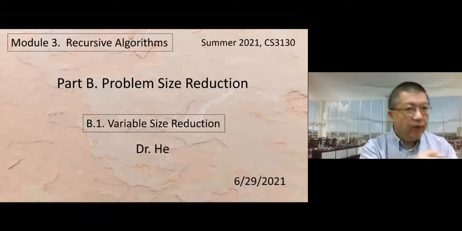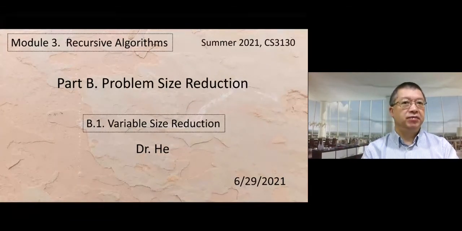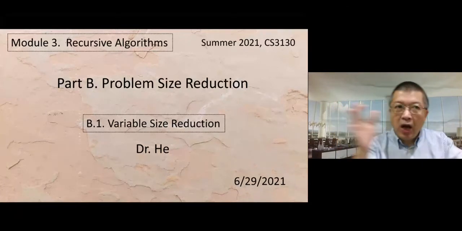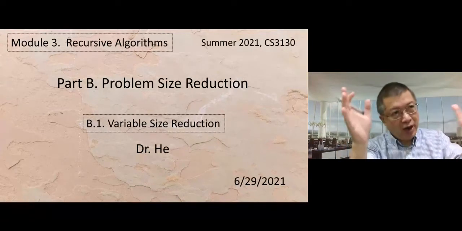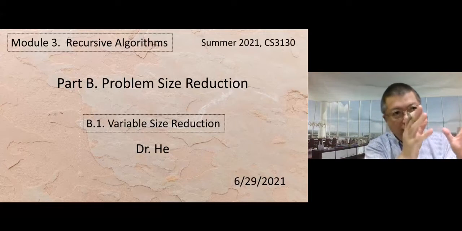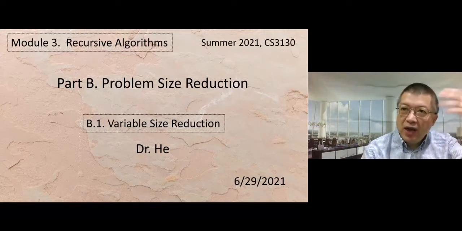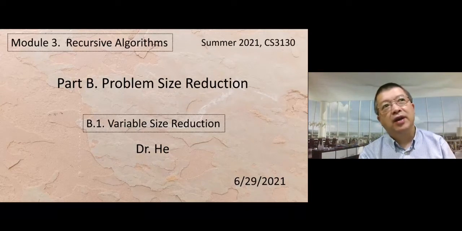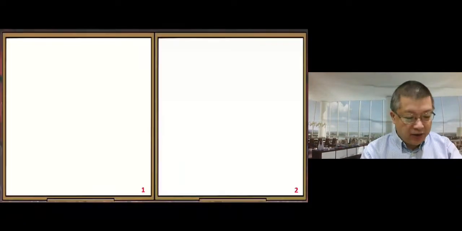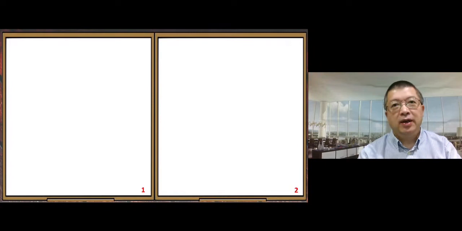B.1, variable size reduction. When we reduce the problem size, sometimes we can reduce a little more, sometimes not that much, a little bit. Variable size reduction. So we have that kind of situation. Let's look at our example.